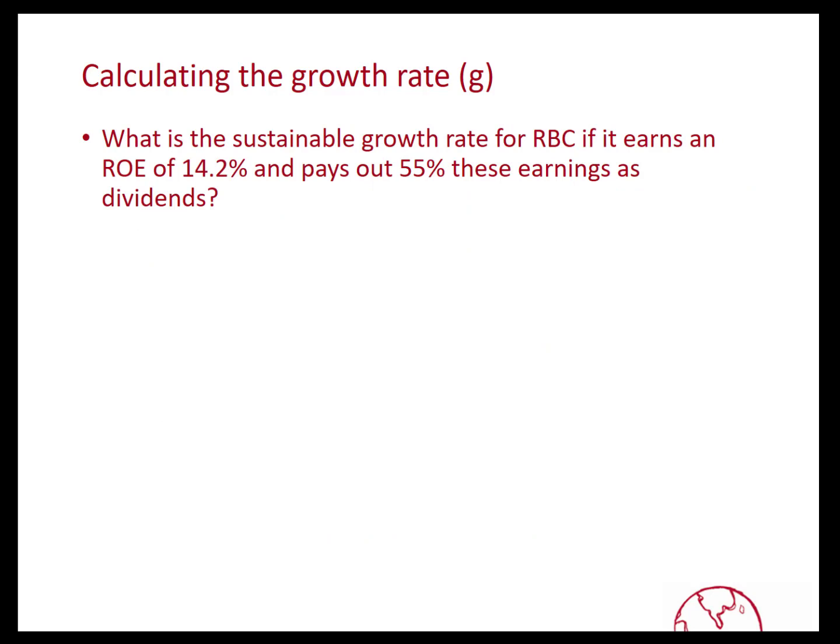So let's look at the sustainable growth rate for RBC if it earns a return on equity of 14.2% and pays out 55% of these earnings as dividends. Using this formula, we see that ROE, 14.2%, times the retention ratio, which is 1 minus the payout of 55%, gives a sustainable growth rate of 6.4%.